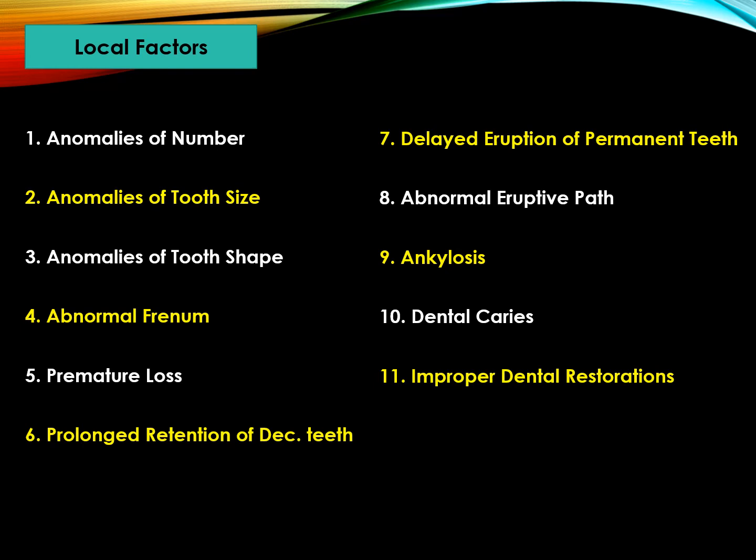So there are 11 local factors causing various malocclusions. They are anomalies of the number of teeth, anomalies of tooth size, anomalies of tooth shape, abnormal frenum attachments, premature loss of teeth, prolonged retention of deciduous teeth, delayed eruption of permanent teeth, abnormal eruptive path, ankylosis, dental caries, and improper dental restorations. So we will be going into the details of each of these factors.